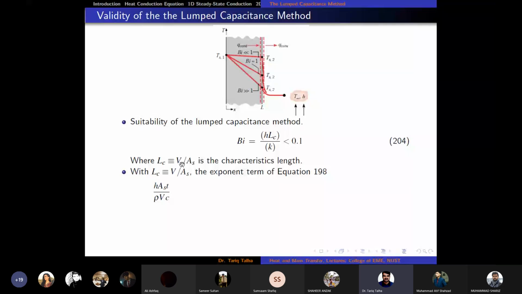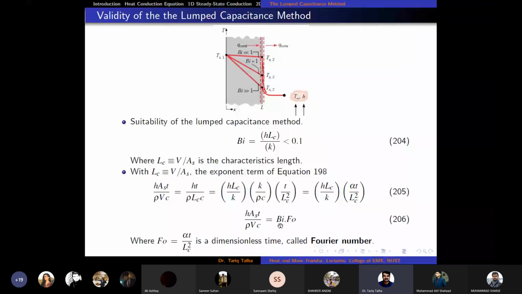And then we discussed the concept of the Fourier number, which is alpha t divided by Lc squared. So this is a dimensionless time. So we have discussed this up till now. If there is any query, you can ask. Otherwise, we can do numerical problems for this lumped capacitance method.